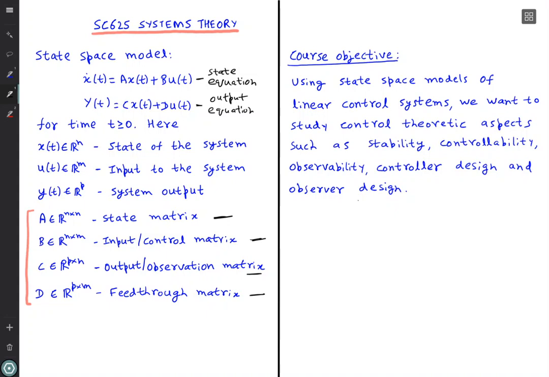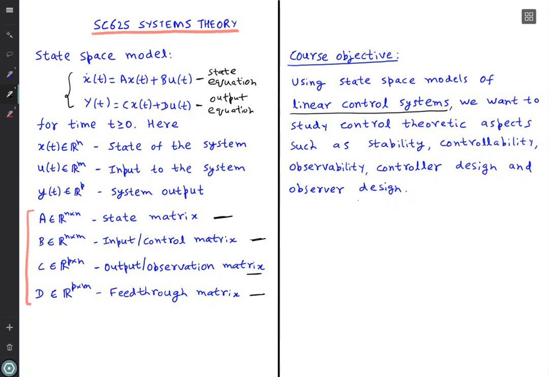The objective of this course is as follows. Using state space models of linear control systems, we want to study control theoretic aspects such as stability, controllability, observability, controller design, and observer design. So we take linear control systems, then we model them as state space models, and then using these state space models, we want to study control theoretic aspects of the linear control system.